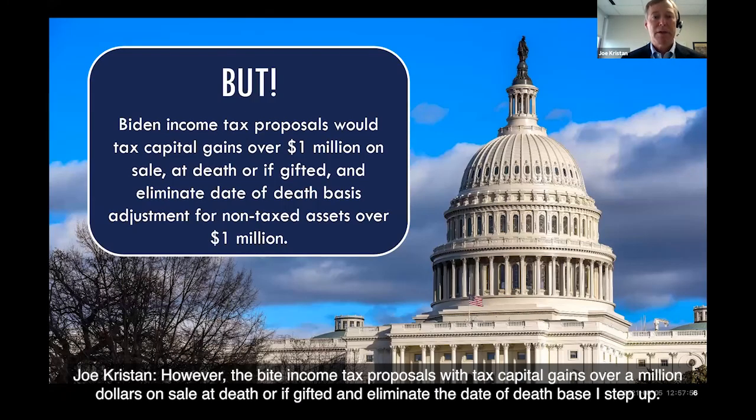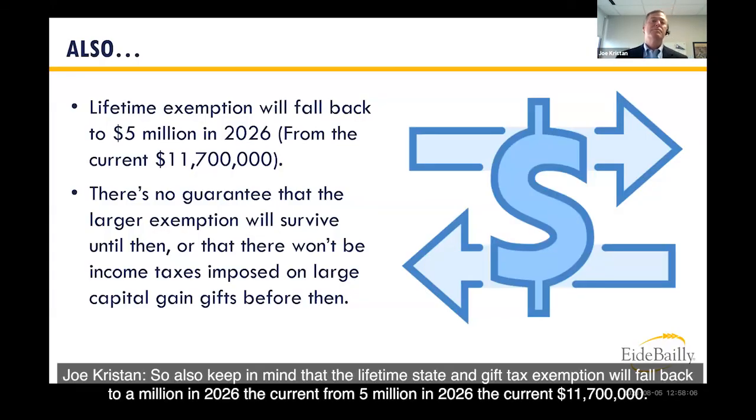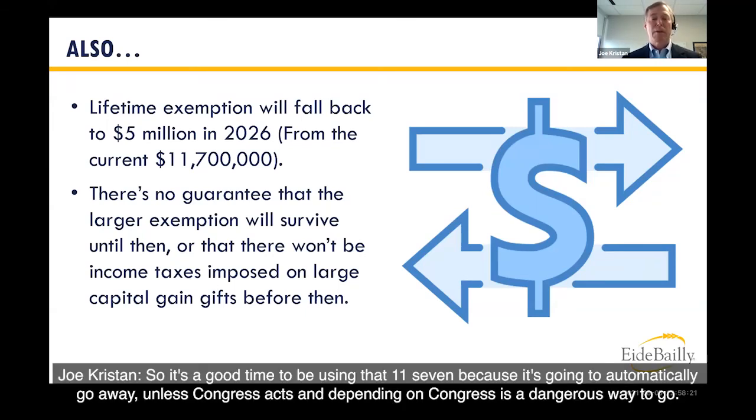However, the Biden income tax proposals would tax capital gains over $1 million on sale, at death, or if gifted, and eliminate the date of death basis step up. So also keep in mind that the lifetime estate and gift tax exemption will fall back to $5 million in 2026 from the current $11,700,000. So it's a good time to be using that $11.7 million, because it's going to automatically go away unless Congress acts, and depending on Congress is a dangerous way to go.